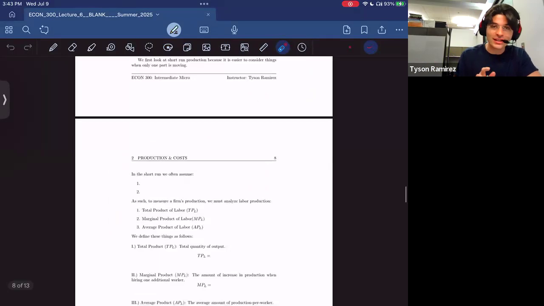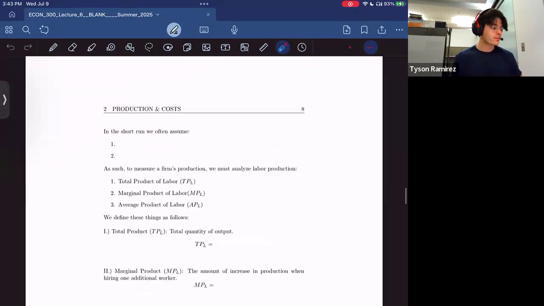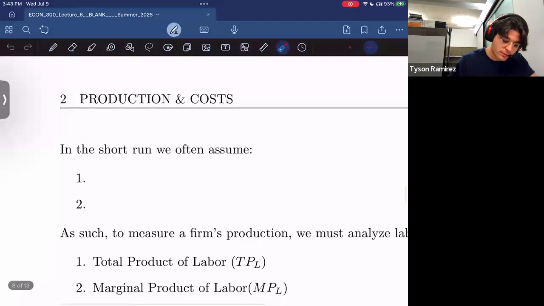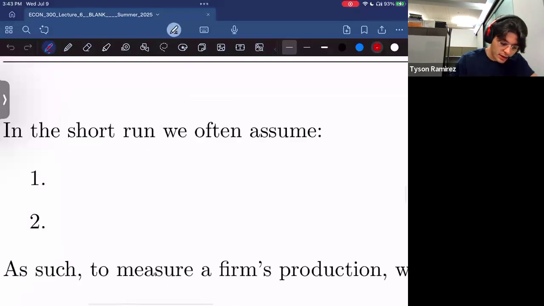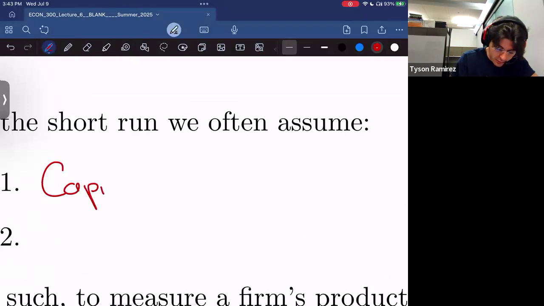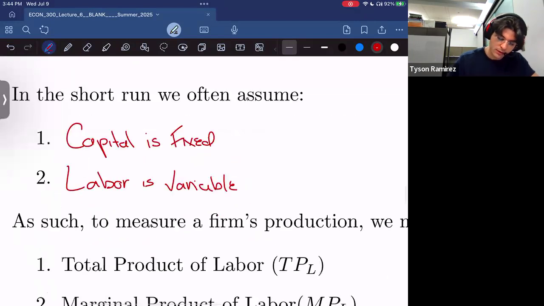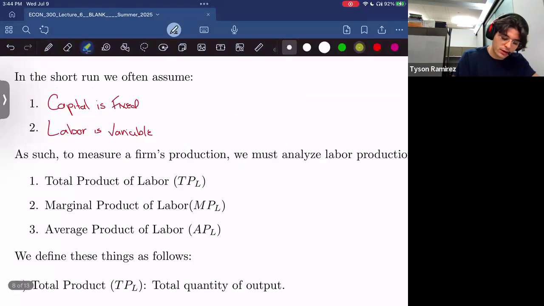Let's look more closely at production in the short run. In the short run, we often assume, as I said earlier, that capital is fixed, whereas labor is variable. All right, so let's focus on this. If capital is fixed in the short run, then let's focus on labor for now.